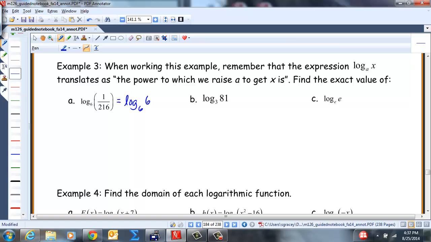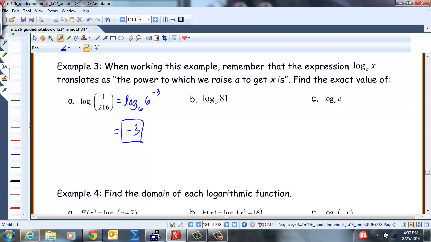Isn't that 6 raised to the negative 3 power? So the power to which I raise 6 to get 6 to the negative 3 is negative 3. So I've evaluated that logarithmic expression.